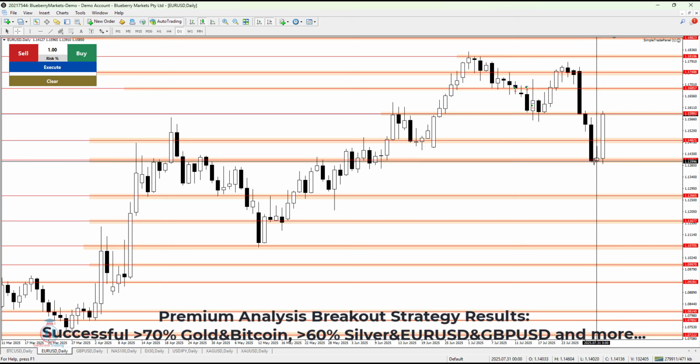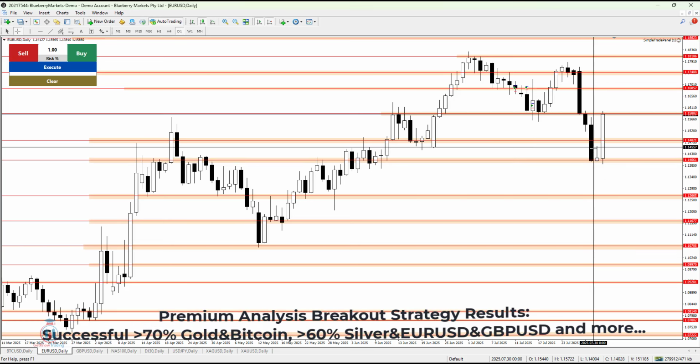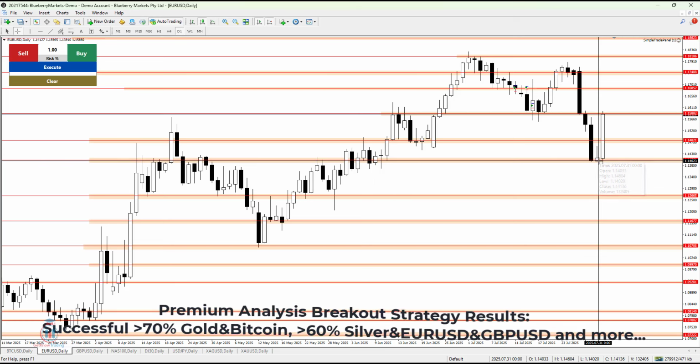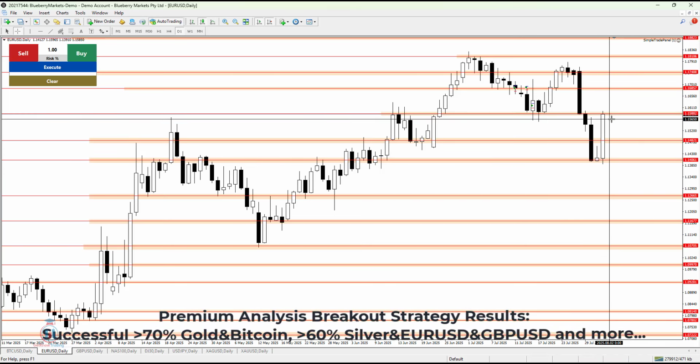This is the level where the price has stopped. We can see that the price has formed this small bearish pin bar right here at the support level, and then the price on a Friday reverses back up, reaching the resistance level 1.158.